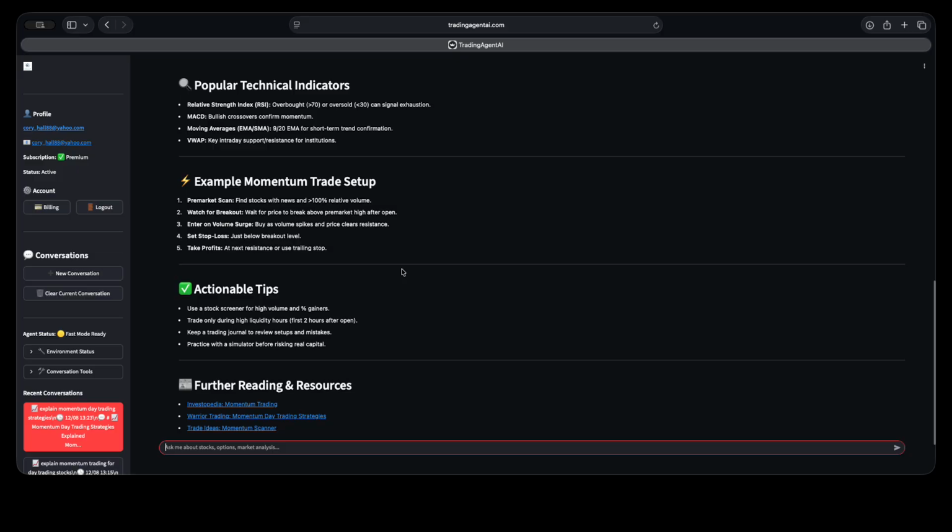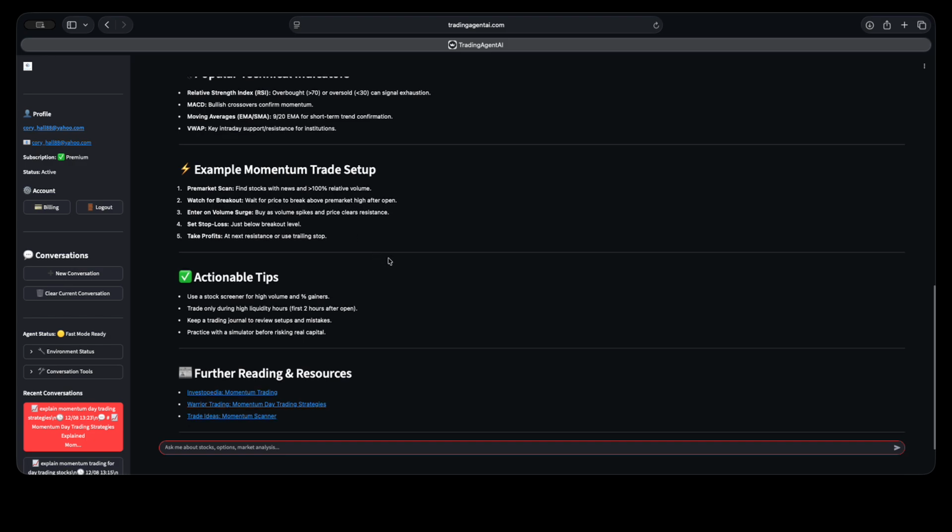Find stocks with news and 100% relative volume. Watch for a breakout. Wait for the price to break above the pre-market high after open. Enter on the volume surge. Buy as volume spikes and price clears resistance. Set a stop loss just below the breakout level, and then take profits at the next resistance or use a trailing stop.